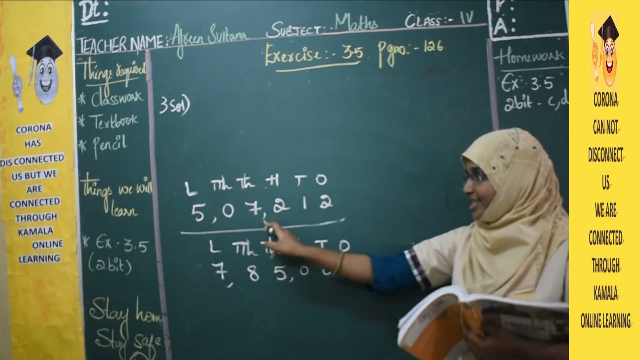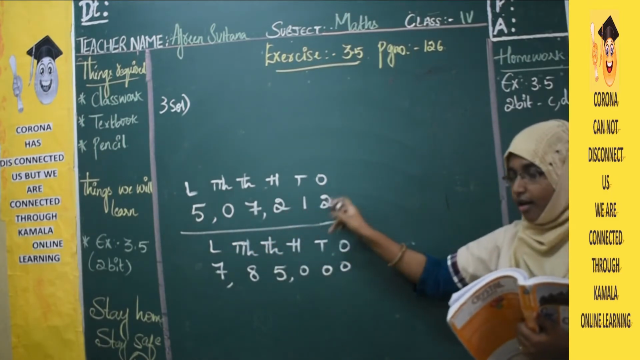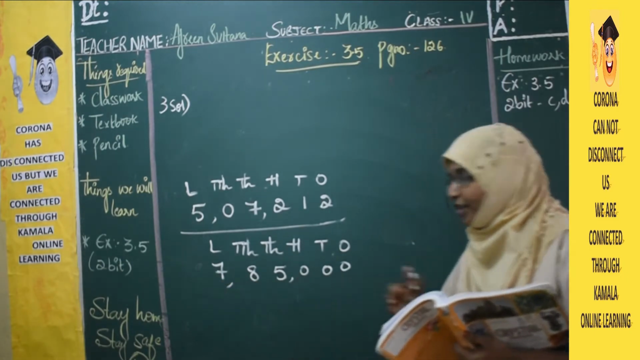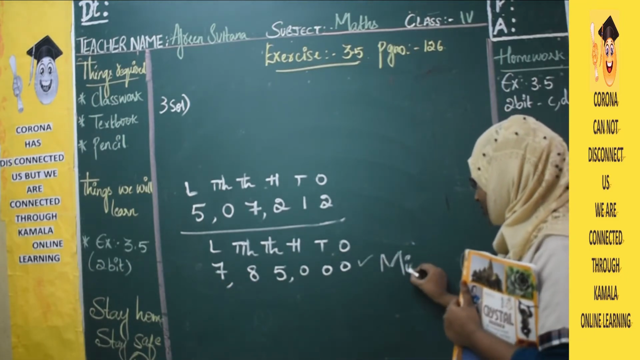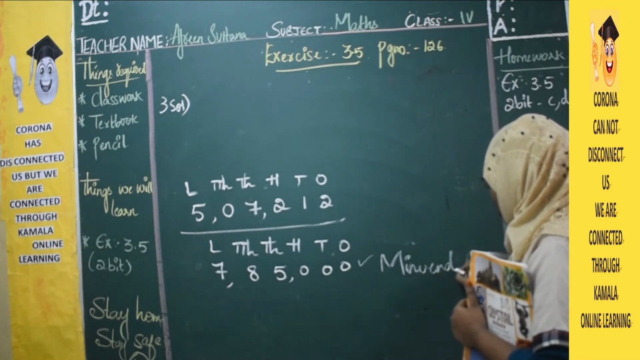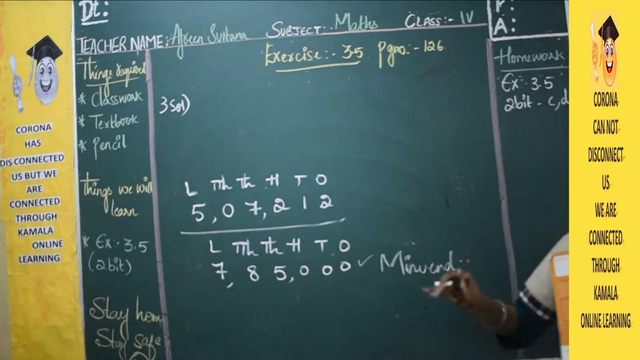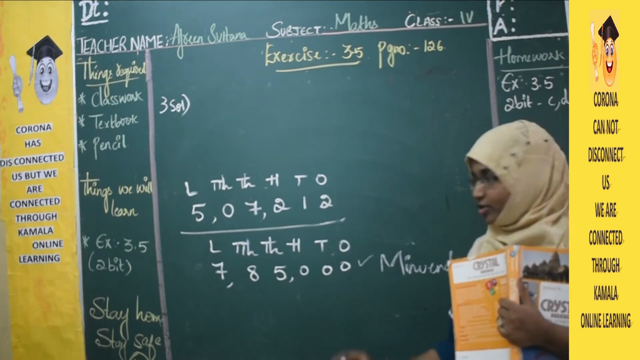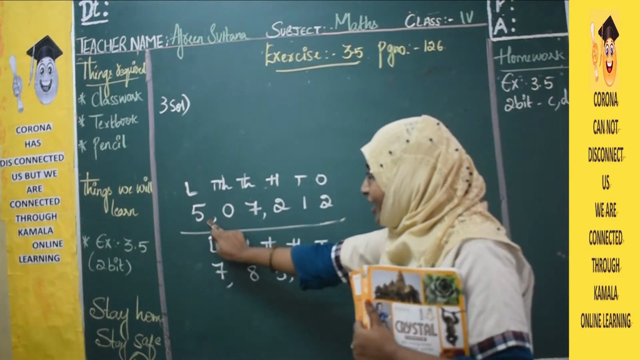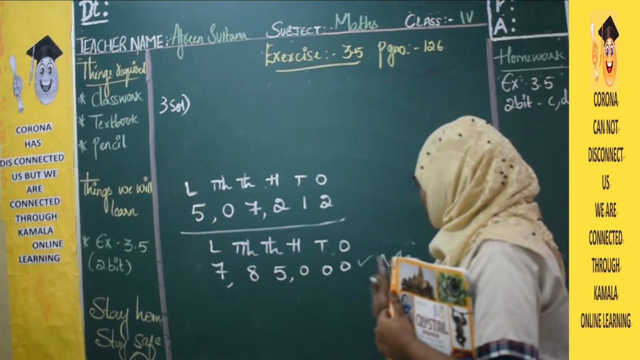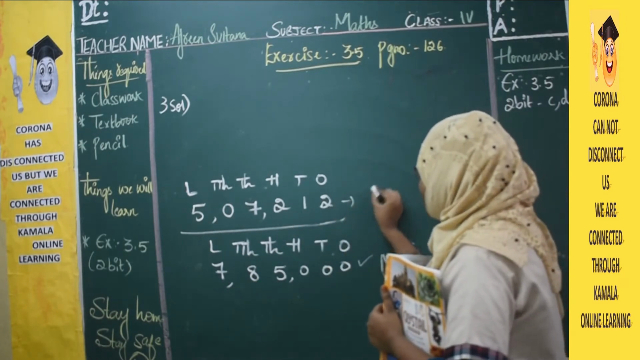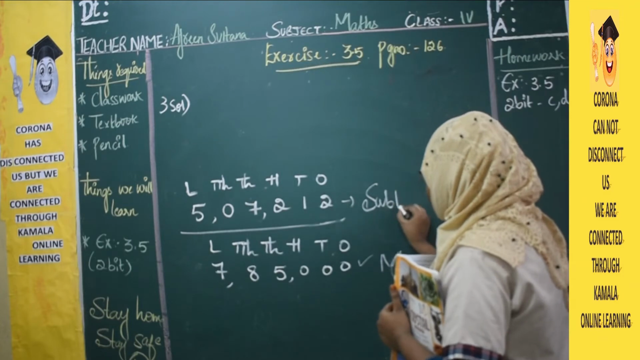Subtract 5,07,212 from 7,85,000 means this is our minuend. Right? Yesterday what we discussed, the number which comes after from, that will be our minuend. So if you see, they said subtract 5 lakh from 7 lakh. So 7 lakh now becomes minuend and this 5 lakh will turn as subtrahend.